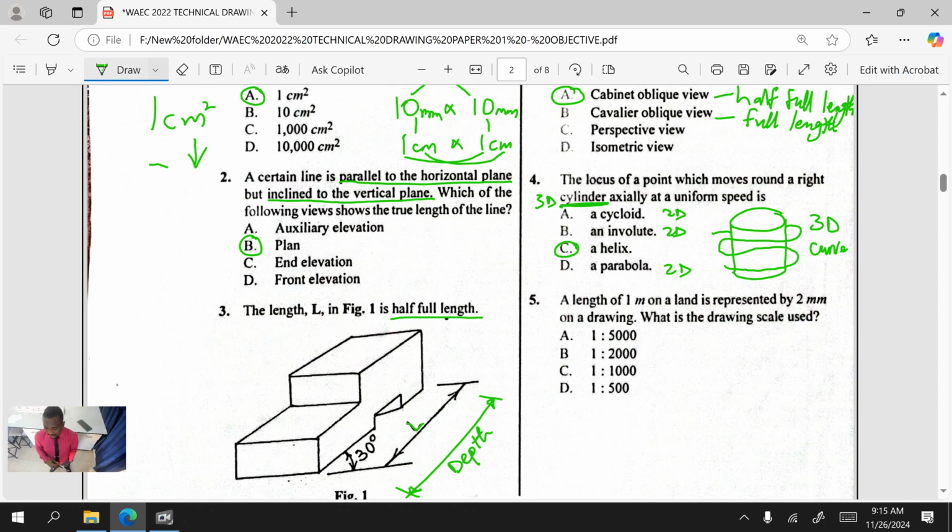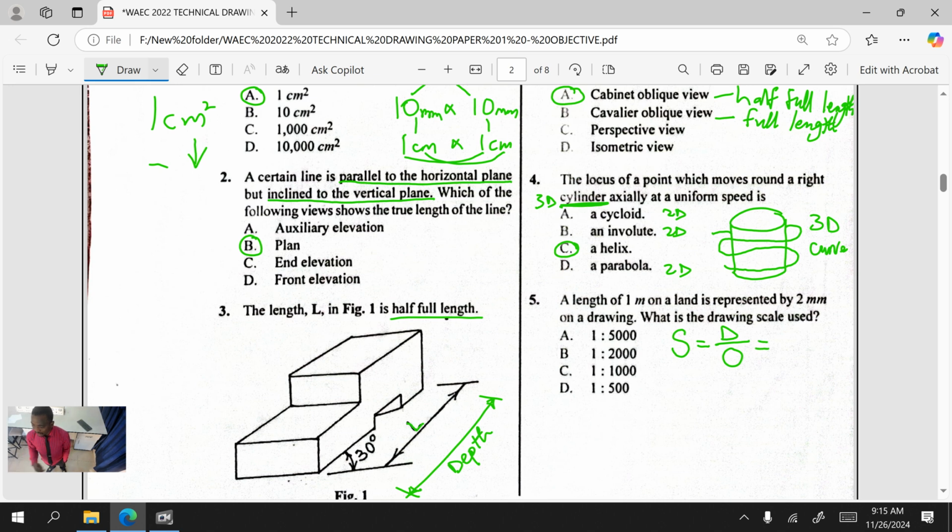Let's go to number 5. A length of 1 meter on land is represented by 2 millimeters on a drawing. What is the drawing scale used? If you have been watching my channel, you'll have seen me giving the simple formula for finding scale. The formula is simply scale is equal to the size of the drawing D over the size of the object O.